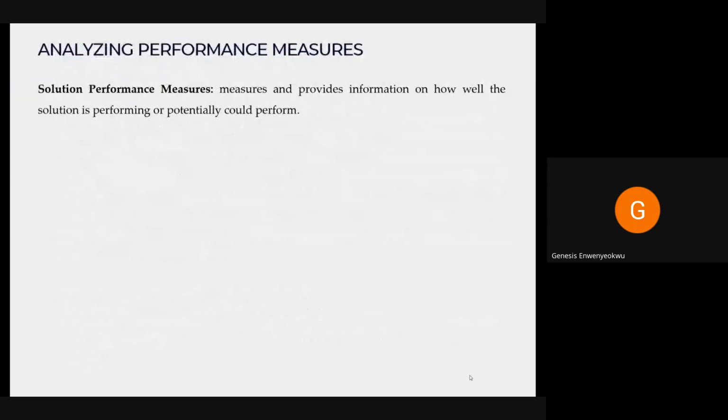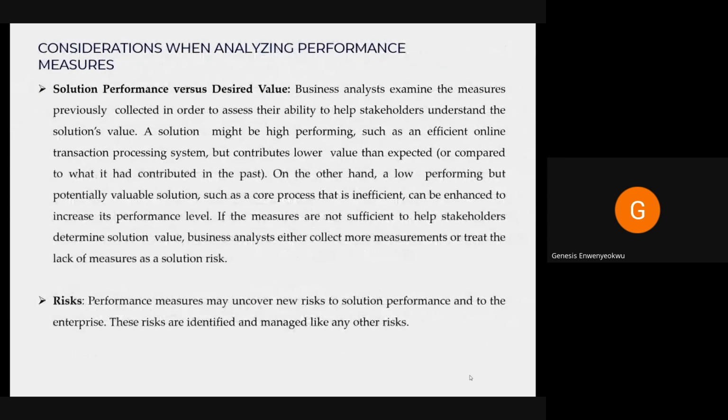How do we basically analyze performance measures? Number one, we compare the performance of the solution against the desired value. We have the KPIs that we stated for the solution when it was being implemented. And now we've collected performance measures, either qualitative or quantitative, for a period of time. We look at the KPIs that have been set and compare them with the results from the performance measures, to examine if the outcome aligns with the desired value.